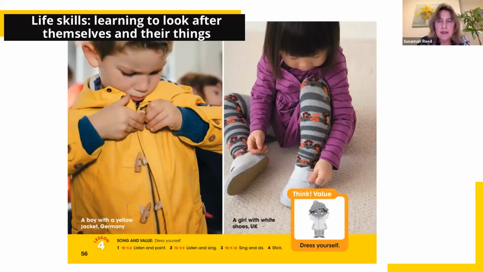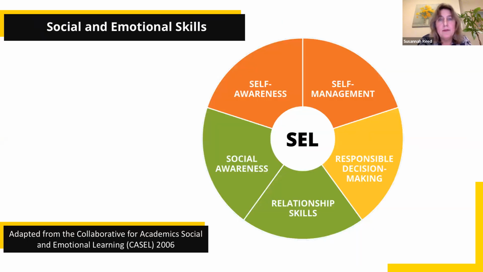So by life skills here, I mean the kind of basic skills they need to look after themselves and their things. So things like dressing themselves, washing their hands and keeping clean, tidying up after themselves and putting things away and taking care of their things. And by social and emotional skills, I mean the ones that they need to recognize and deal with their emotions, get on with other people, and make good decisions.